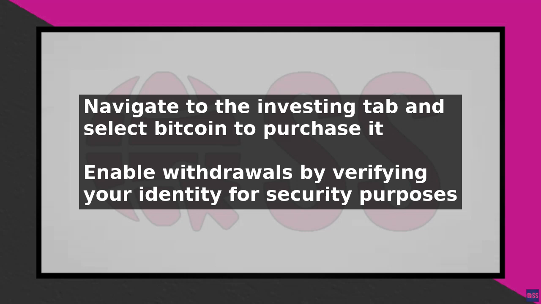Before you can send Bitcoin, you must first enable withdrawals by verifying your identity. This is a security measure to comply with regulations and protect users. To verify your identity, go to the profile icon, select Support, and then choose Verify My Identity. You will be prompted to provide a government-issued ID, such as a passport or driver's license, and answer a few security questions. Once your identity is verified, you can proceed to send Bitcoin.